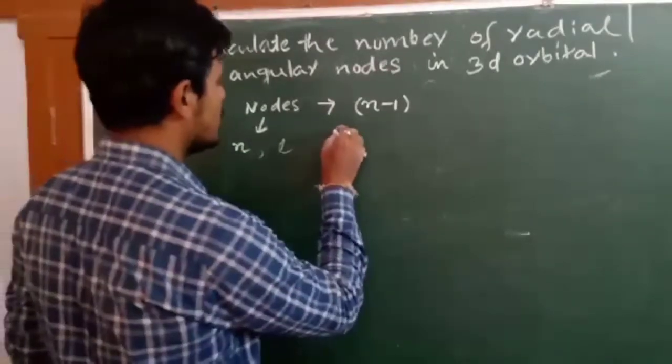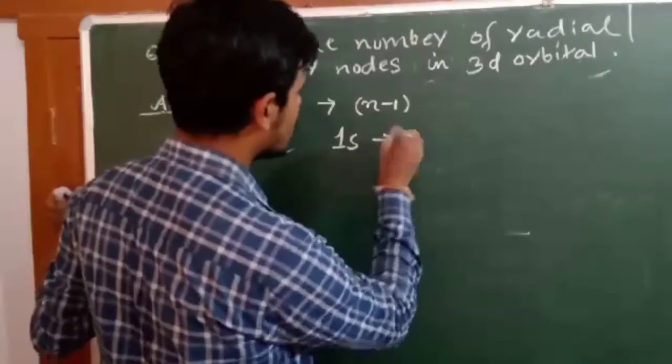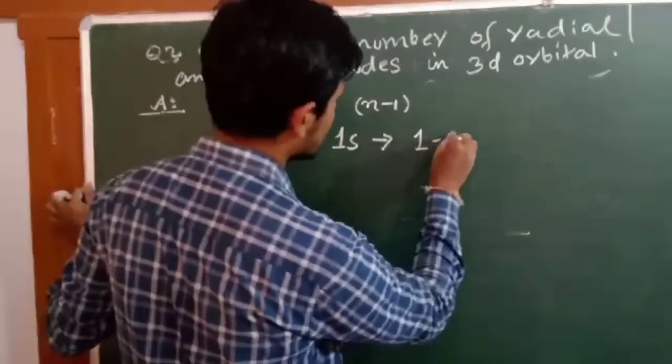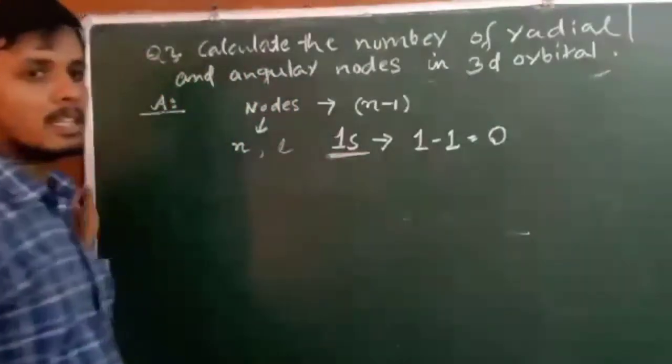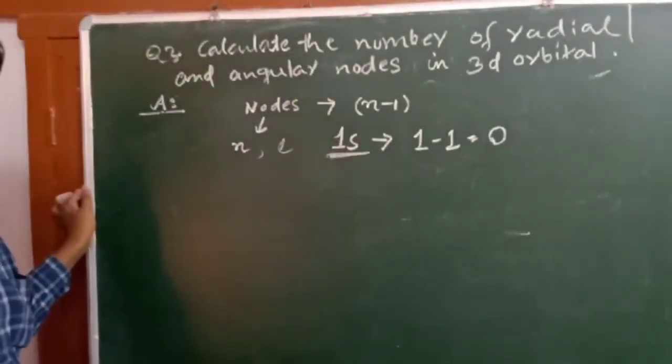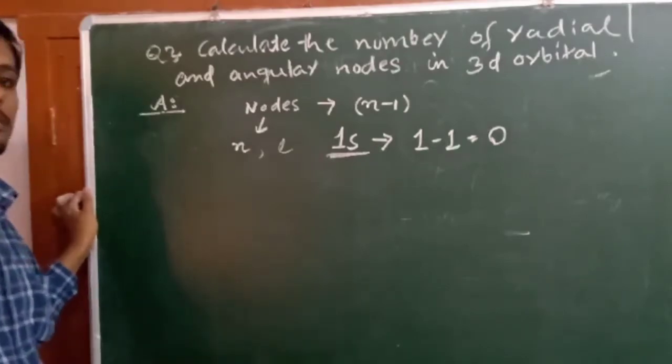So for example, if I have a 1s orbital, the total number of nodes will be n minus 1, which equals 0. So that means in a 1s orbital there will be no nodes. That means in a 1s orbital we won't have any space where the probability of finding an electron is 0.